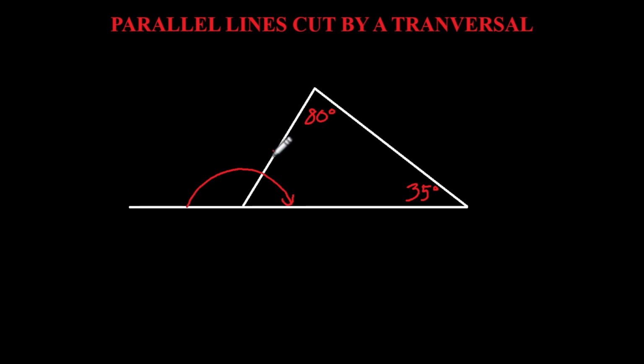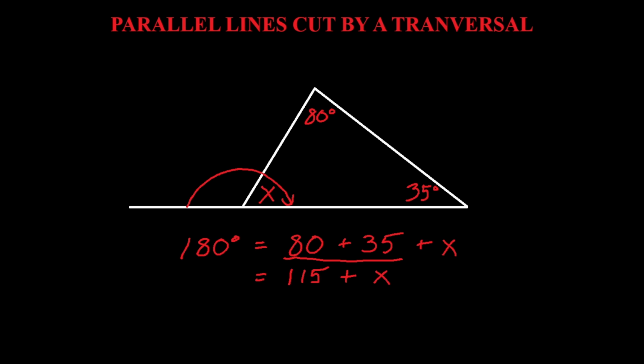And since the three angles inside the triangle add up to 180 degrees, finding this one, which we'll call x, imagine that I have an equation set up where 180 degrees equals the 80 degrees plus 35 degrees plus x. When I add the 80 plus 35 together, I get 115 degrees plus x, and then if I subtract 115 from both sides, I get that the remaining angle, or x over here, is 65 degrees.